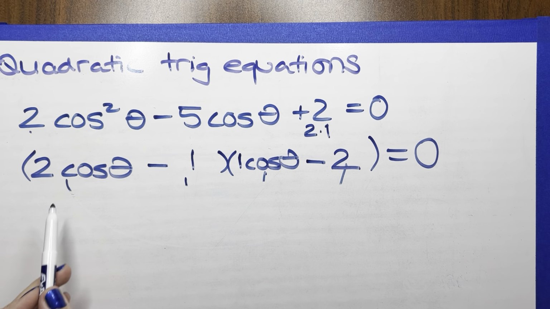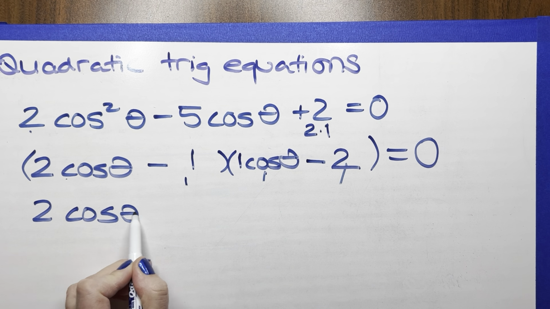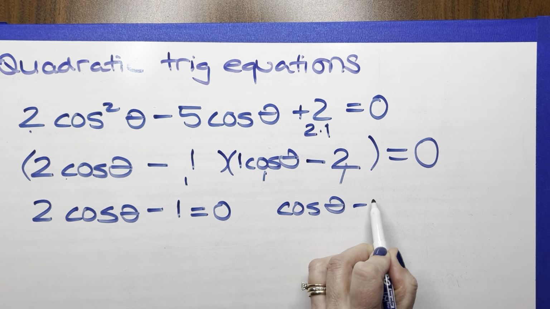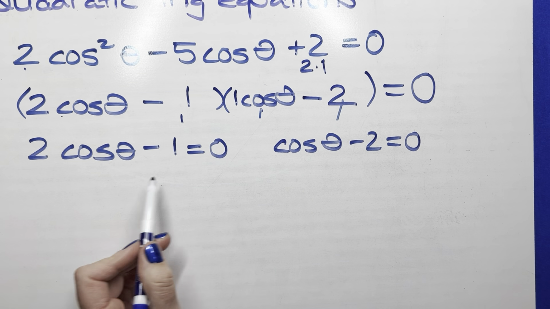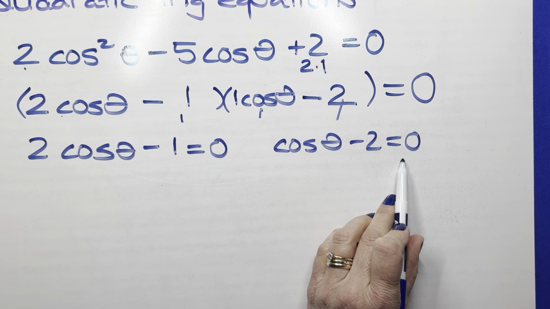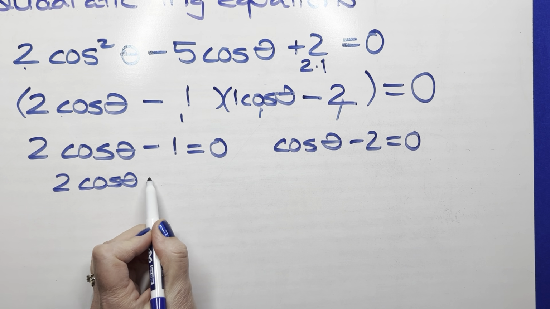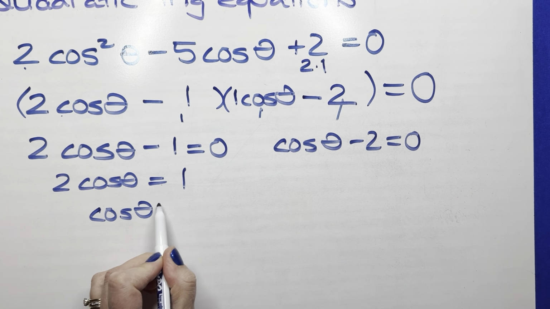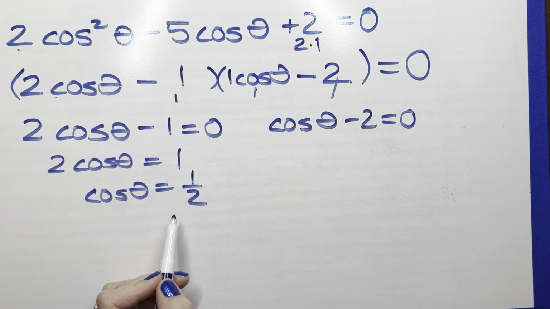Okay, so I have factored this, and I now have these two factors that I'm going to set each of them equal to 0. So I've got 2 cosine theta minus 1 equals 0, and I have the cosine of theta minus 2 equals 0. So I will solve this one first by adding 1 and then dividing by 2. So I get the cosine of theta is 1/2.